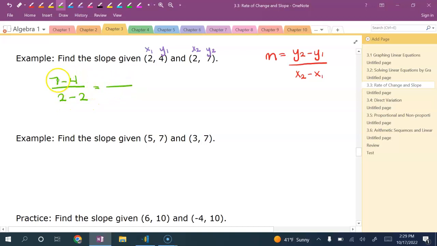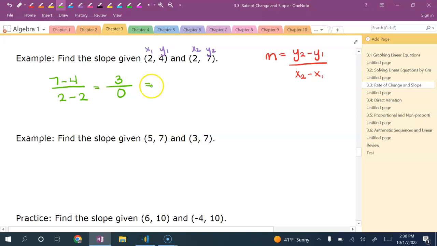Now, when I do this, 7 minus 4 is a 3, but 2 minus 2 is 0. If I take 3 divided by 0 on a calculator, you're going to get an error message of some sort. You're not going to be able to take 3 and divide by 0. You can never divide by 0. It doesn't work. So if you ever come across this, you can't say 0 for an answer here, because that's not what would be the answer.